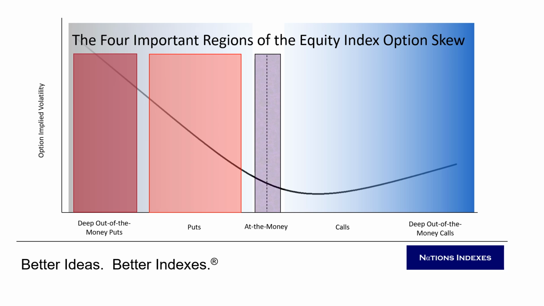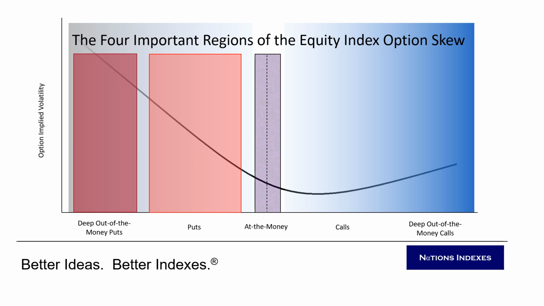The third region is deep out-of-the-money puts, like those used to protect a portfolio from a tail event. These options are very unlikely to be in the money at option expiration, but they're an important barometer of fear or concern on the part of investors. Nations TailDex measures the cost of these options.